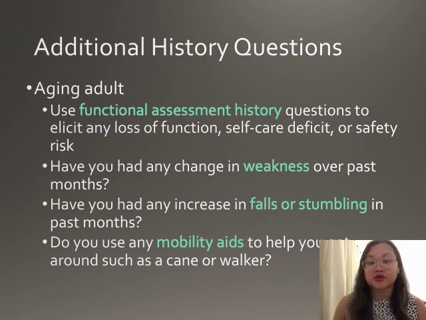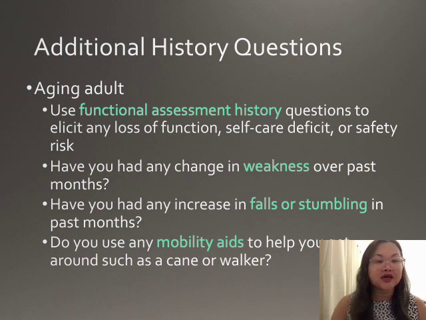You want to know if this is increasing over time. You might want to ask about mobility aids or assistive devices that they have in their home, and if there's situations in their home that might make it harder to be mobile and safe.